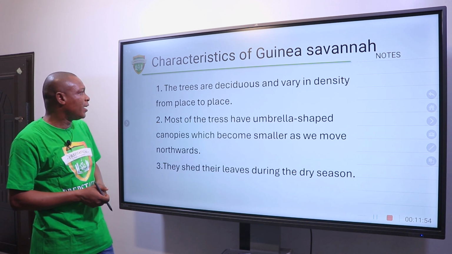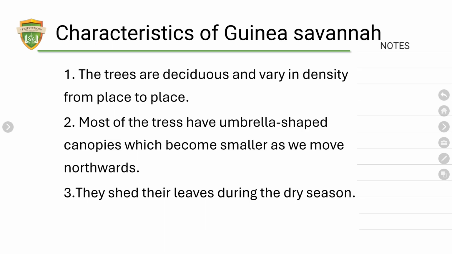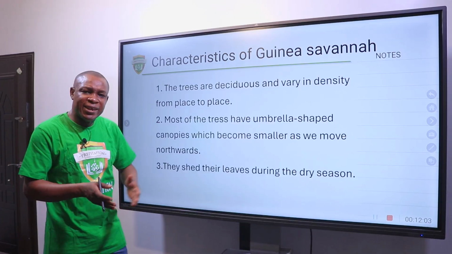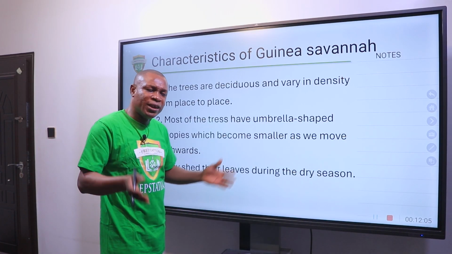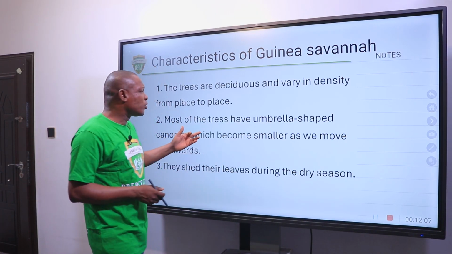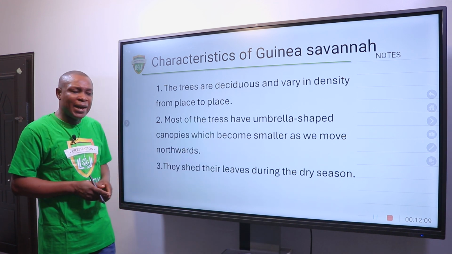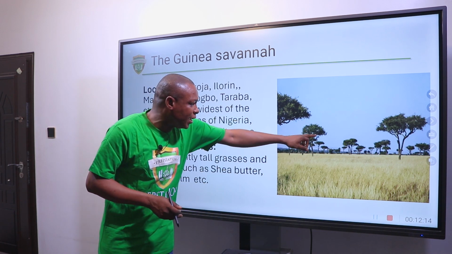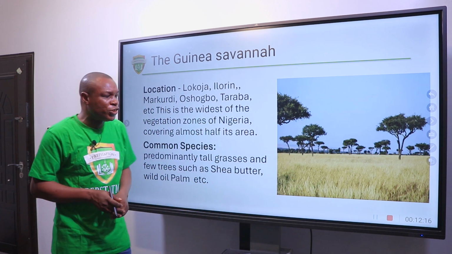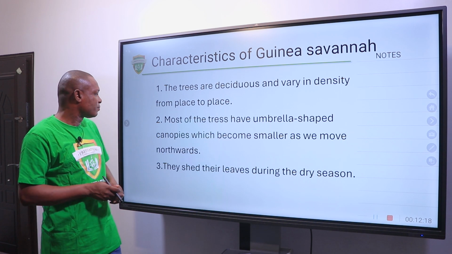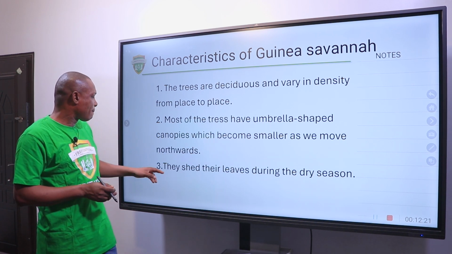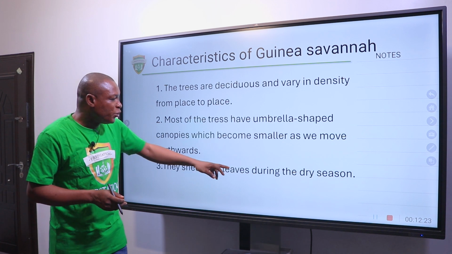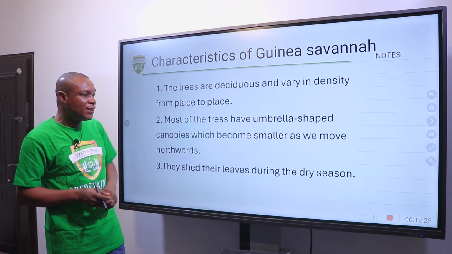Characteristics of the Guinea Savanna: the trees are deciduous and vary in density from place to place. What do we mean by deciduous? They shed their leaves once in every year. Most of the trees have umbrella shapes. I'll take you back to the picture. You can see the trees here, they have umbrella shapes. They shed their leaves during the dry season.